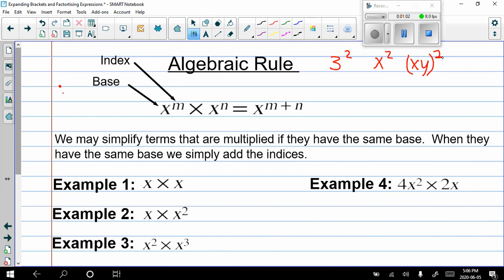So with this rule, if we have two things that have the same base, but different exponents, and we want to simplify it, all that means is that we just add their exponents or add their indexes.